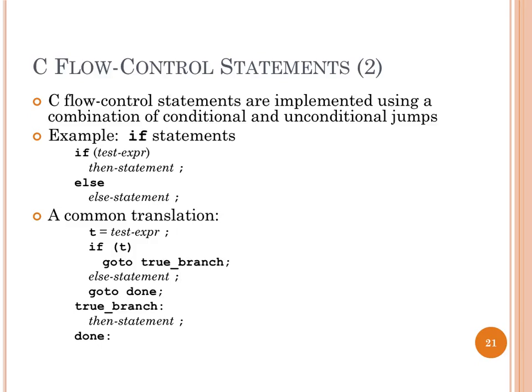Okay? But now that we have an else, it's a little bit more complicated. So here we say T is the test expression. If T, go to the true branch. So you can see that the else body comes first. When we finish the else body, we jump over the if body. And then the true branch, we just have the code for the then statement, and then we fall through to the end.